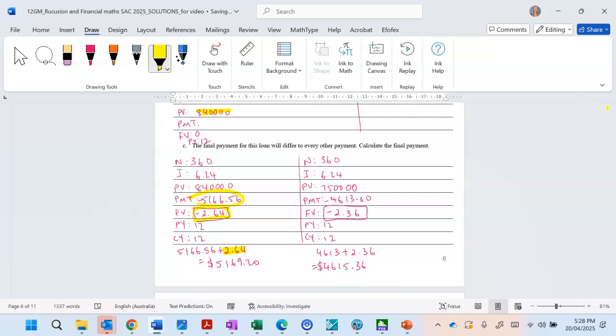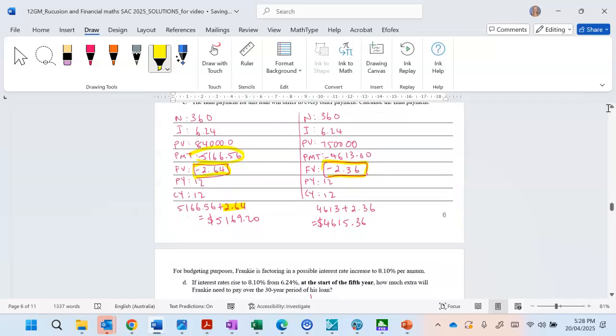All right, and then if you did option B, it's also negative, so that means it's still owing. So it still owes $2.36. So we add that on. All right.